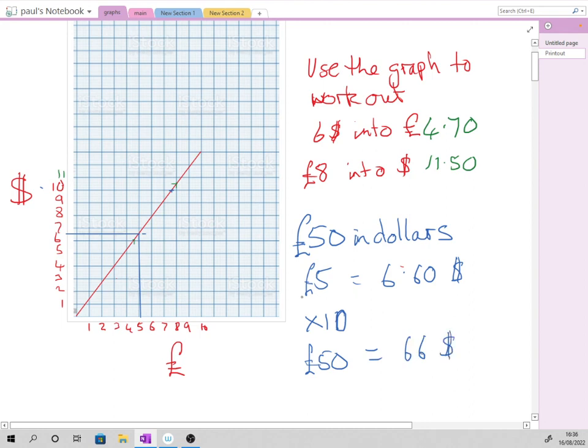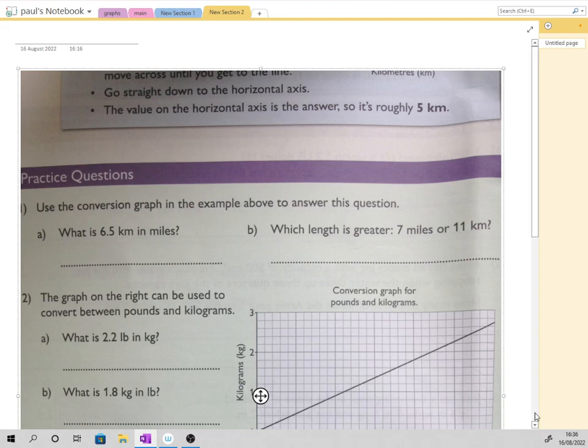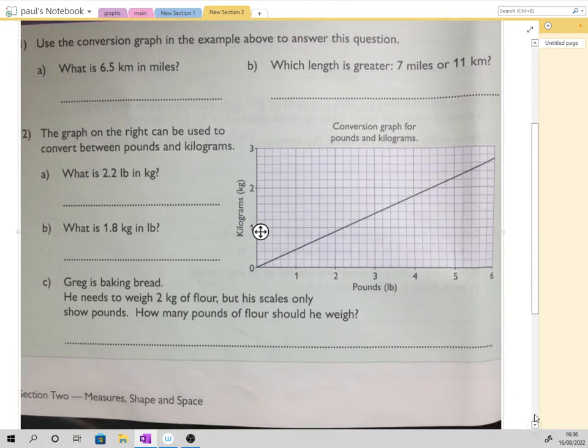Oh, thank goodness they draw these things for you in an exam. Oh, right. So that's how you use it. You just pick your side, whatever you know, go along to, in this case, the red line, and then go down to the other side, or what you don't know. Right, so I'll have a look at some questions that will use a graph.